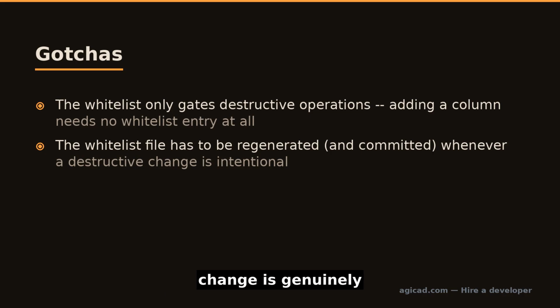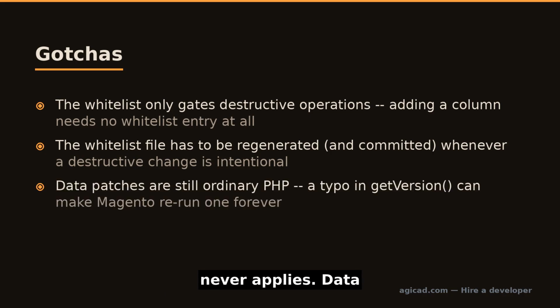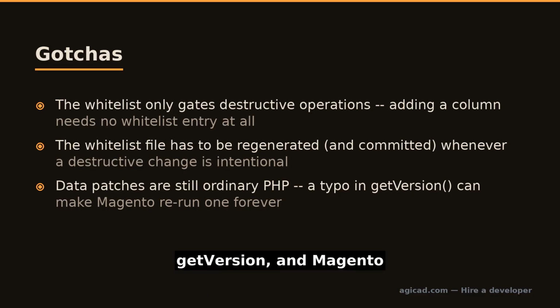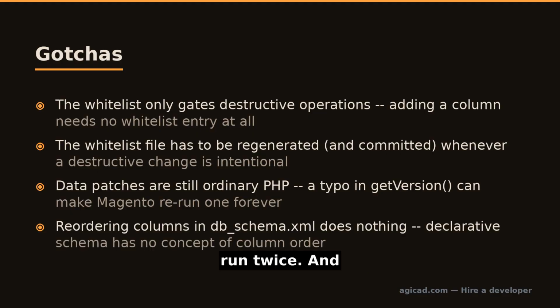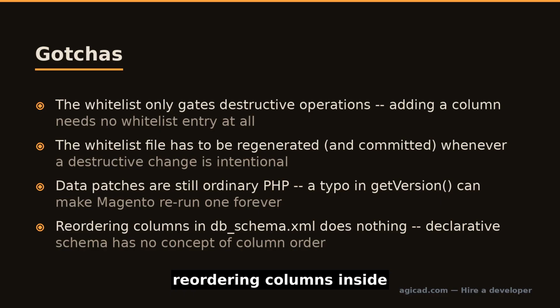Data patches are still ordinary PHP, which means the usual footguns apply: get the version string wrong and Magento can end up rerunning a patch that was never actually supposed to run twice. And reordering columns inside db_schema XML does nothing at all. Declarative schema has no concept of column order, only of which columns exist.